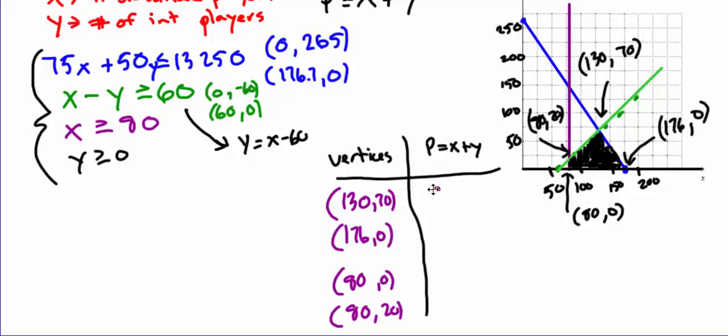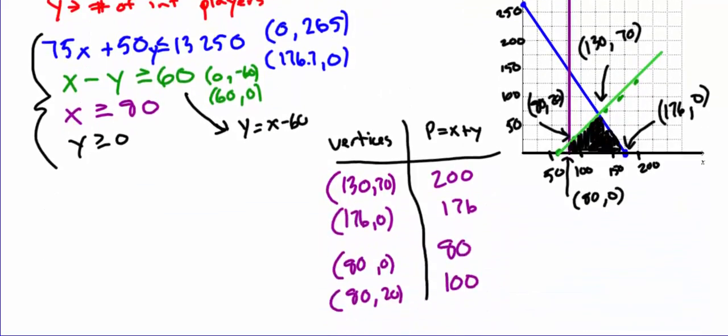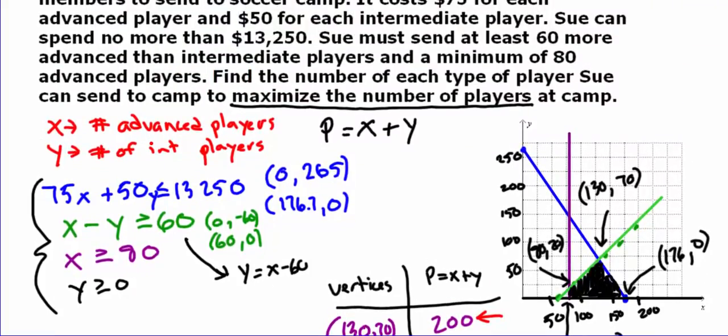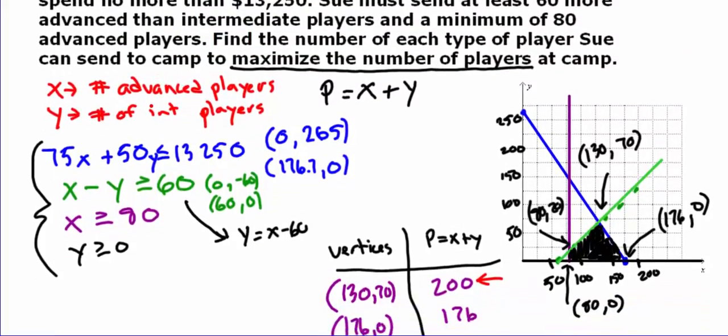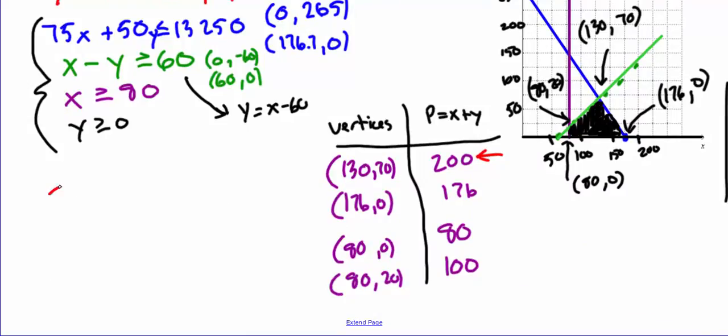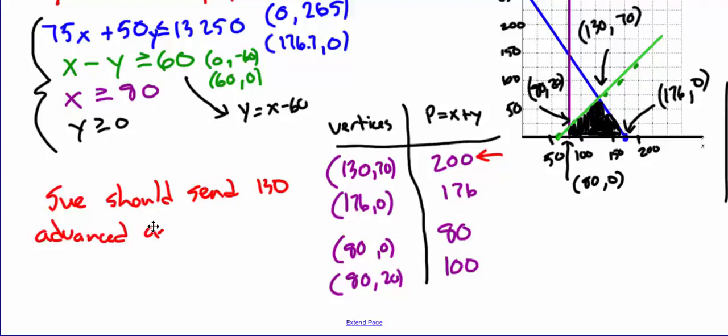All right, so the objective function is just basic addition. And we have to make sure we know what we are trying to do. Well, we're trying to maximize the number of players, and I see that right here. So let's make sure we answer the question correctly. Find the number of each type of player. Well, this is 130 of the advanced players, and 70 intermediate players.